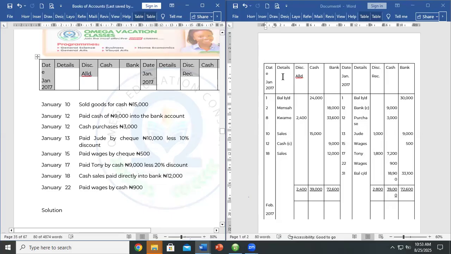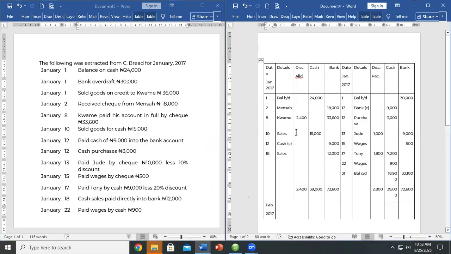So we are told balance on cash 24,000. And we know cash would always have a debit balance. So at the debit side, show the date, 1st January. The details will be balance brought down because there's a balance of cash. You put it at the cash column, 24,000.